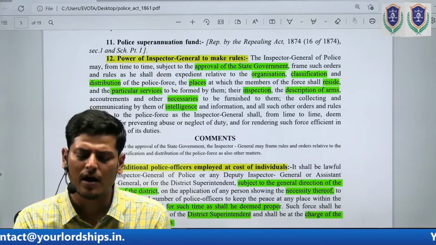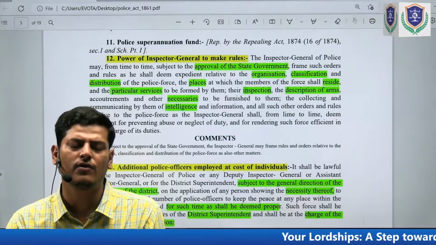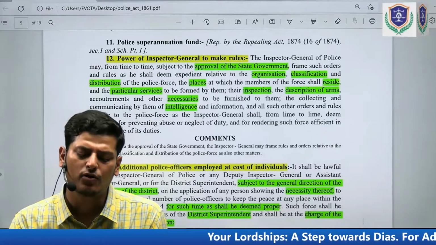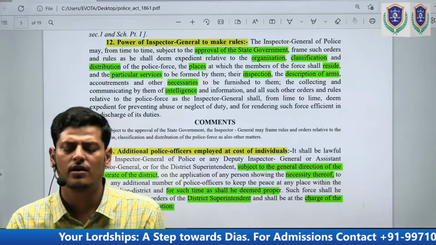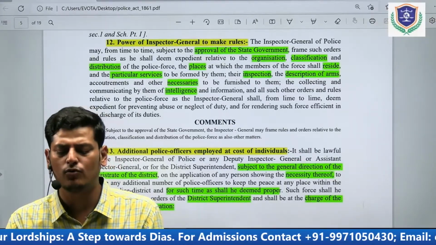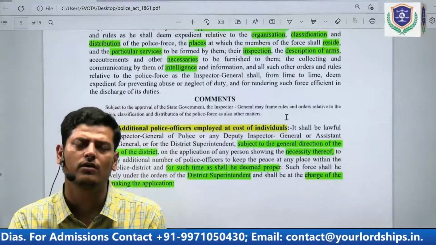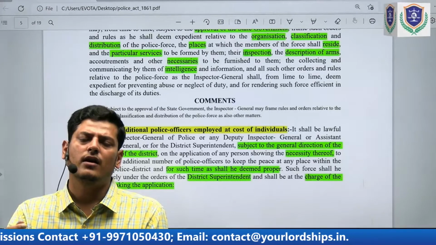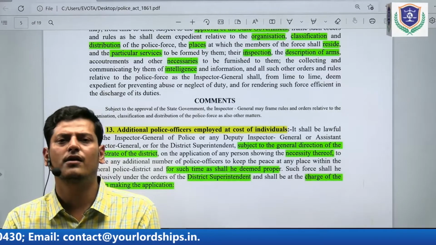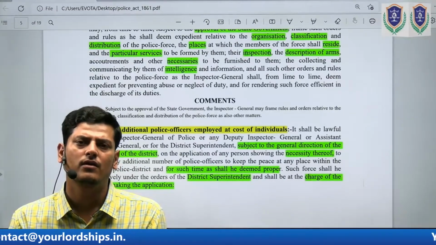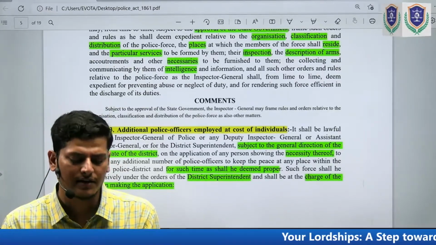Power to make rules यहाँ भी आपको with the approval of the state government, the director general come inspector general of police may from time to time with the approval of the state government frame such rules relating to the organization, classification, whether the particular services have to perform by whom, arms which are their recruitments, necessaries, intelligences and so on. So ये हो गया ऐसे स्टेट स्पेसिफिक अमेंडमेंट जो आपके जो है अफेक्ट करते हैं certain sections in the central legislation. These are Section 4, Section 5, Section 7, Section 8, Section 10, Section 12.